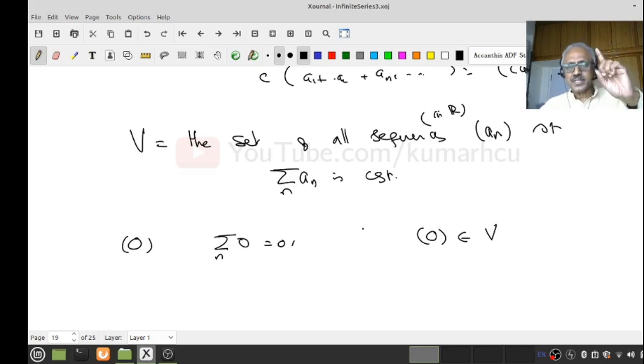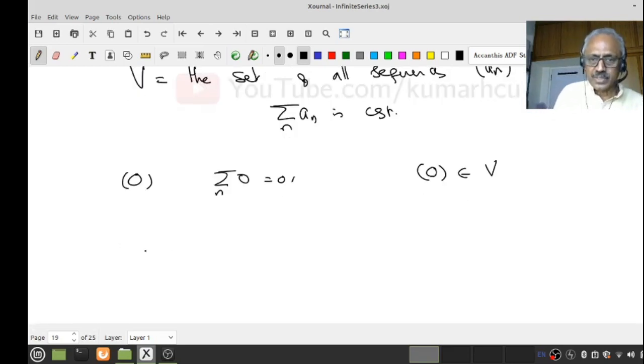Remember, V is not the set of infinite series, it is a set of infinite sequences with some condition. What is the condition? The associated infinite series must be convergent. Pay attention. If you are going to learn functional analysis in future, this is the subtlety you should understand. The set V is a set of sequences only. You understand? Good. And when does the sequence AN belong to V? Then there is a condition. What is the condition? The associated infinite series summation AN must be convergent.